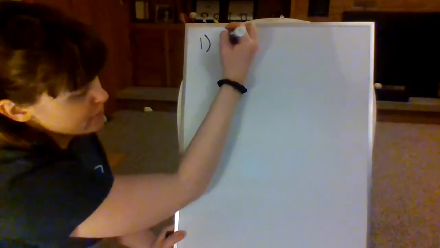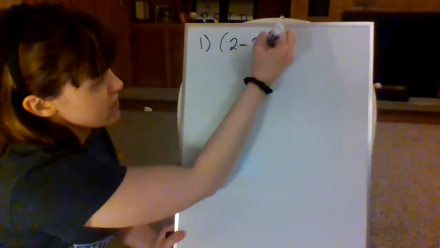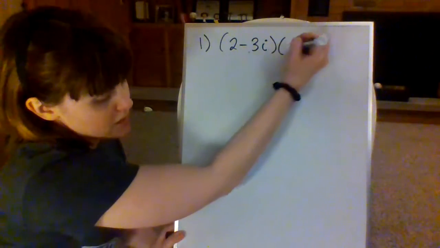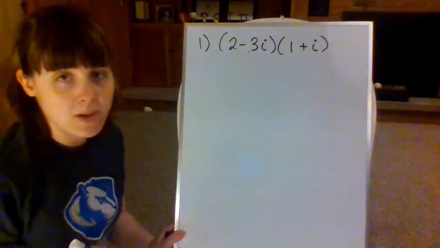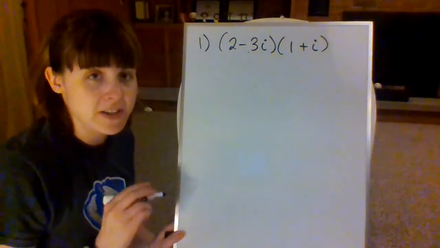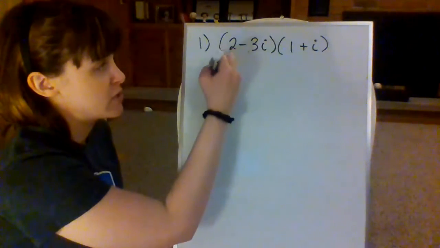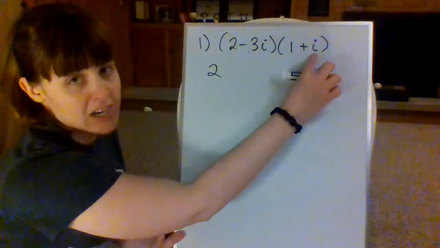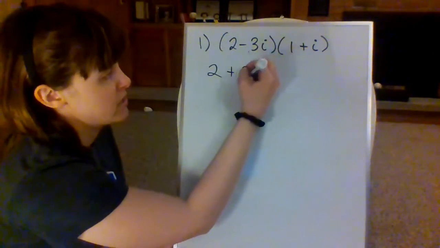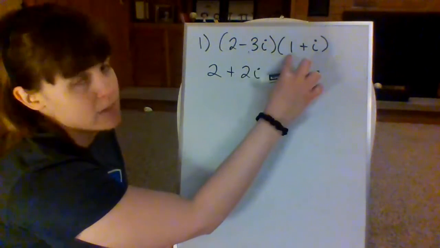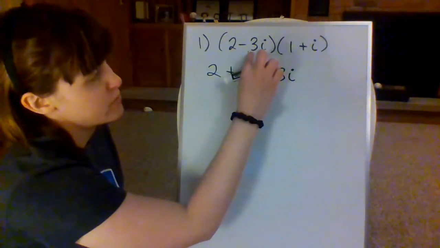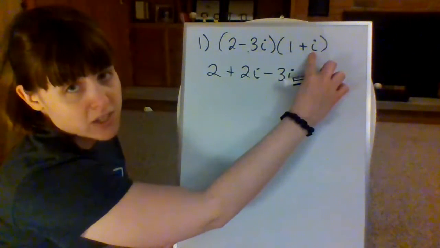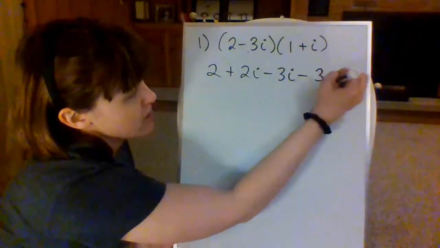Okay, so the first problem says 2 minus 3i times 1 plus i. Okay, so we're going to do the FOIL method like I said. So 2 times 1 is 2. 2 times i is 2i. Negative 3i times 1 is negative 3i. And negative 3i times 1i is negative 3i squared.